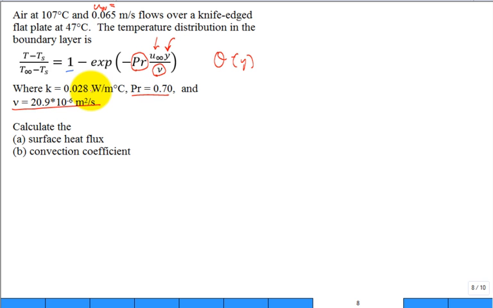So they tell you the thermal conductivity to use. That's a fluid property. The Prandtl number is a fluid property. The kinematic viscosity is a fluid property. They give you the temperature profile in the boundary layer. All right. Calculate the surface heat flux. And then calculate the convection coefficient. I'm going to stop and see how far you can get on that.